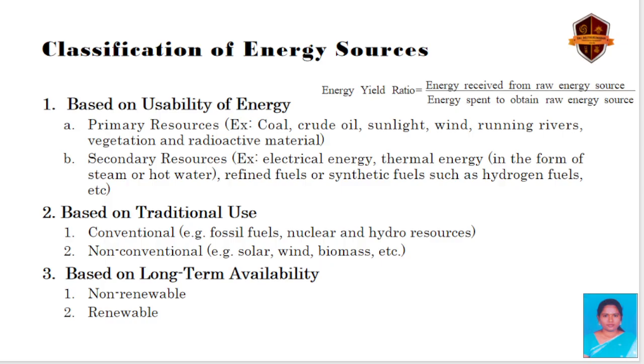Based on traditional use, energy sources are classified as conventional and non-conventional. Conventional energy sources include fossil fuels, nuclear energy, and hydroelectric power. Non-conventional energy sources include solar energy, wind energy, biomass energy, and other renewable sources. These are gaining importance due to environmental concerns.